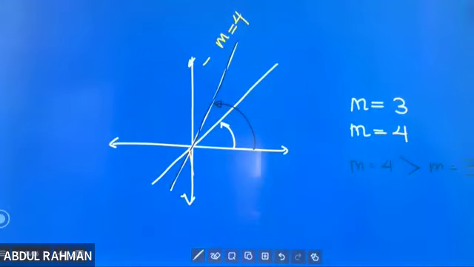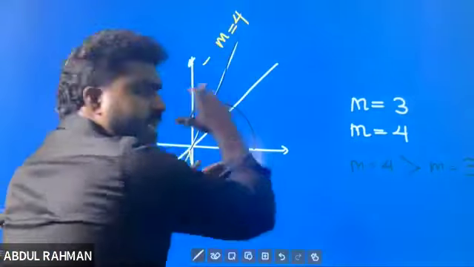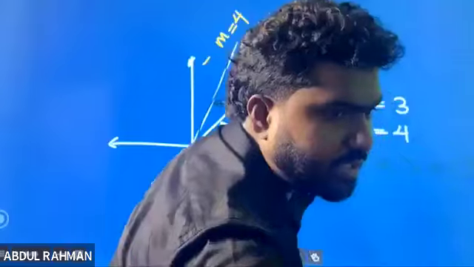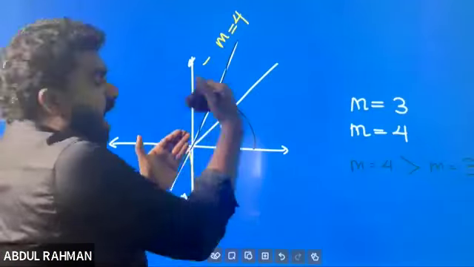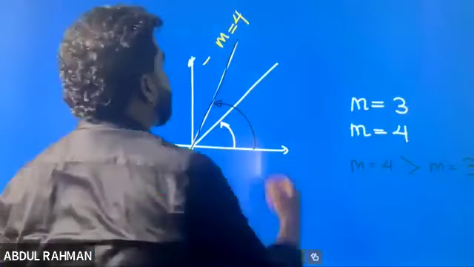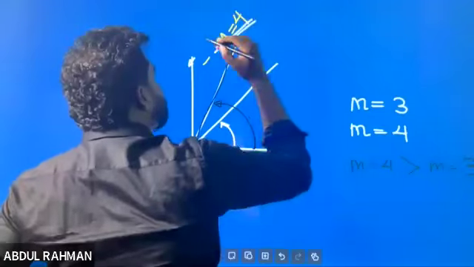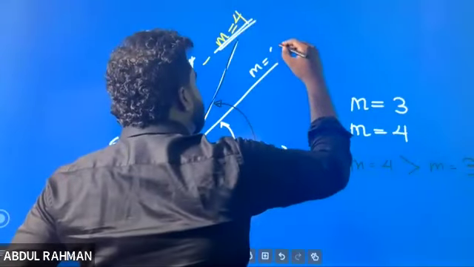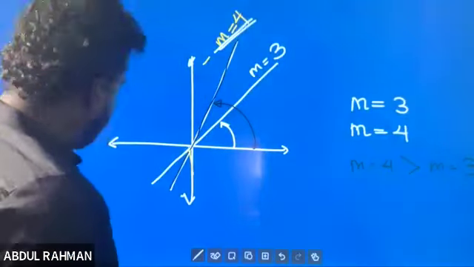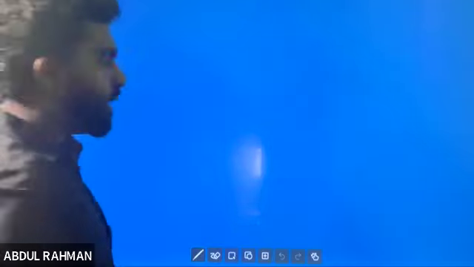Now, the graph which has a larger angle has the largest gradient. So I can say m = 4 here and m = 3 here.